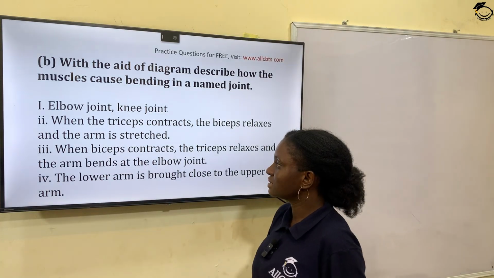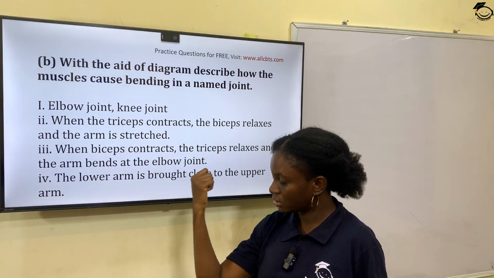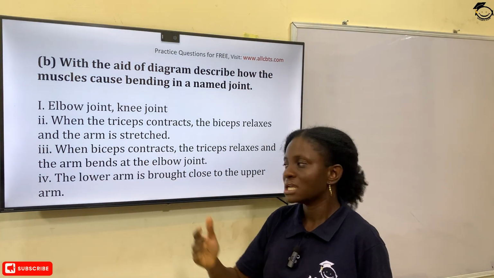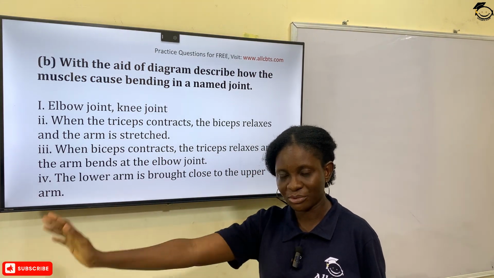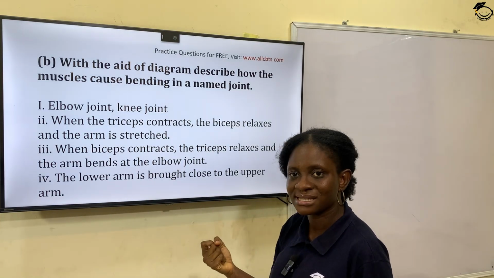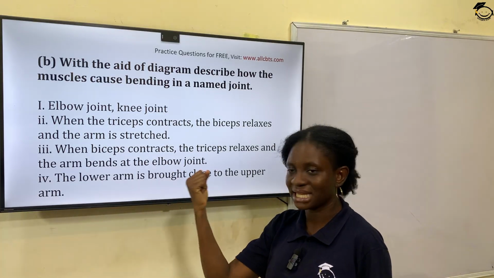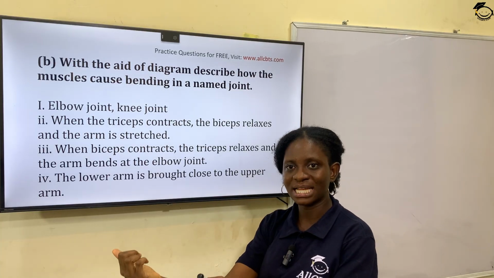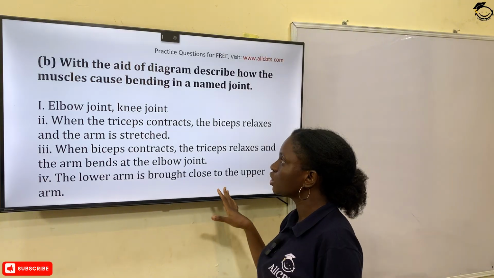Then the second part, in order to pull the lower arm to the upper arm, it will be the opposite. So the first one, triceps contracts and biceps relaxes. The second part, the biceps contracts and the triceps relaxes, and the arm is bent at the elbow joint. That means the lower arm moves to the upper arm. So the lower arm is brought close to the upper arm.